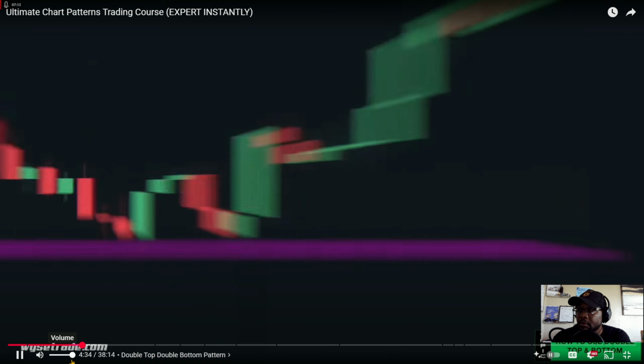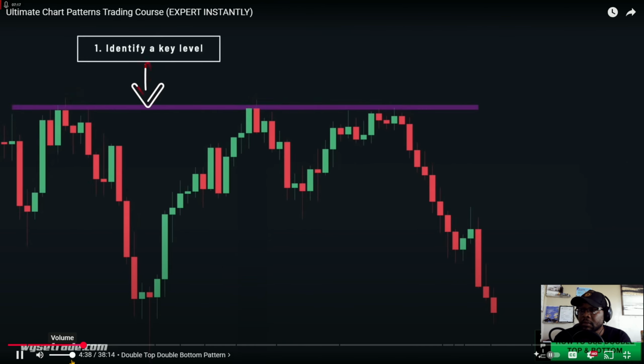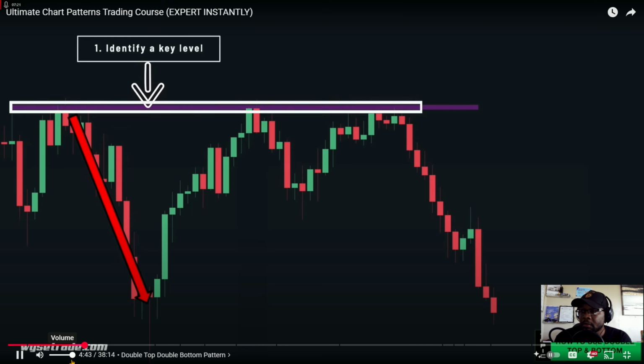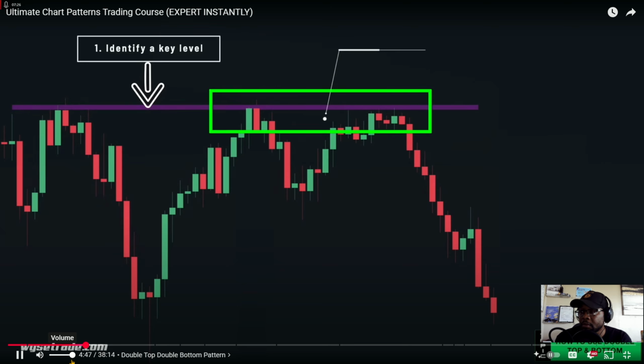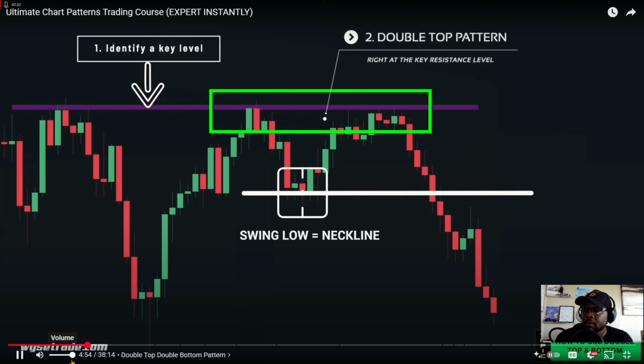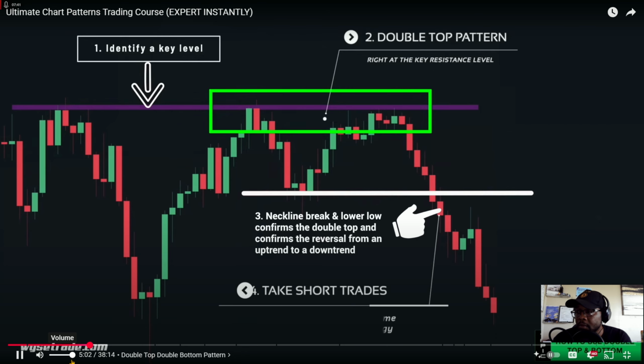Now, going the other way. Again, you first need to identify a key level, which you have through this reversal point here, giving you your resistance level. As price comes back up, it creates a double top pattern right at the resistance level. So again, to confirm the double top reversal, neckline placed at the recent swing low here, and once price breaks through the neckline and makes a lower low, your trend change from an uptrend to a downtrend is confirmed, and you would then take trade entries short through the lower intraday time frames.